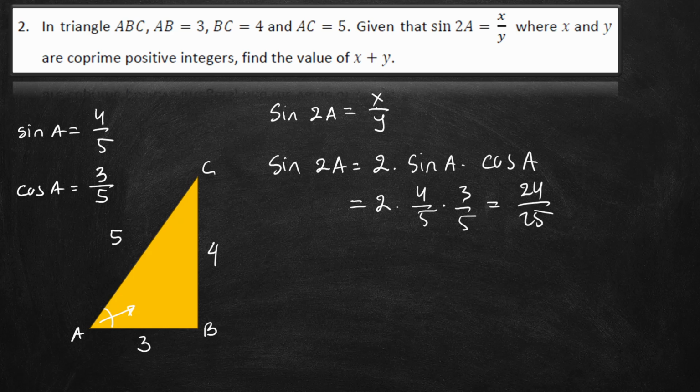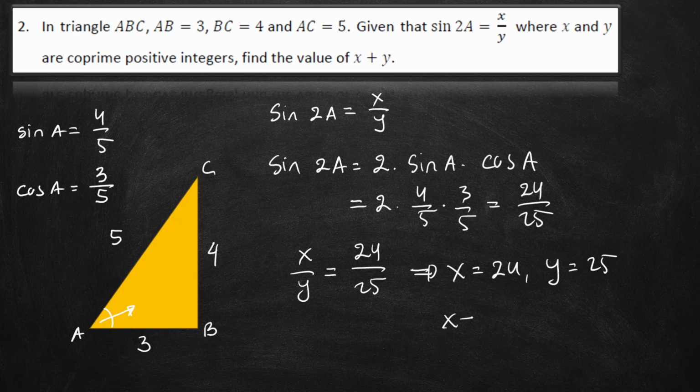So since sin 2A is x over y, then x over y is 24 over 25, and then we need to check whether this 24 and 25 can be simplified, and in this case cannot, because both of them are already co-prime. So it means that the value of x is 24 and then the value of y is 25. So x plus y will be 49.